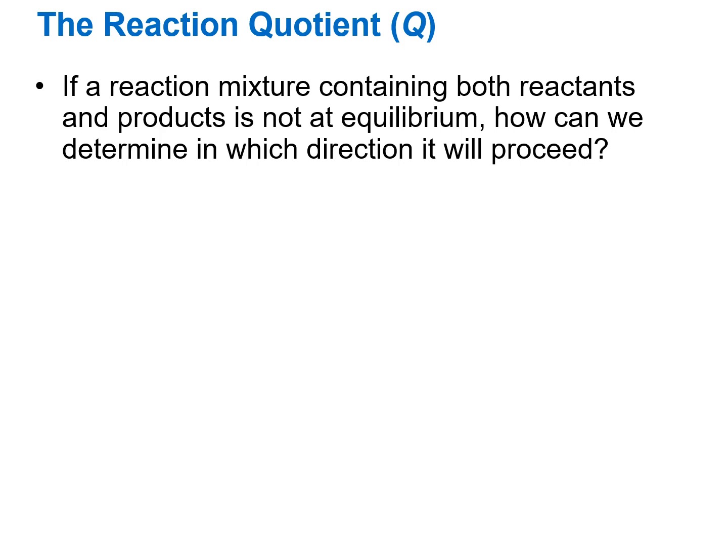So what if we have a reaction that's been going on for a while and we don't really know where we are? We don't know if we're still in the initial stages of reactants moving into products, or if we've already met that apex and now we're starting to see the reverse reaction take place, because that could be a possibility. Well, if a reaction mixture containing both reactants and products is not at equilibrium, the question becomes, how do we know which direction it will proceed? Well, there's a way to figure that out.